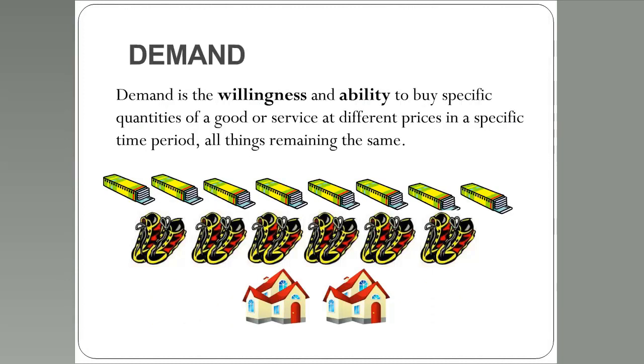Demand is how much of something people want. It is the willingness and ability to buy specific quantities of goods or service. Remember, a demand exists only if someone is willing and able to pay for the good. If 8 people want packs of chewing gum, then we can say demand is 8. If 6 people want sneakers, then we can say the demand is 6. If only 2 people want a house, then the demand is 2.